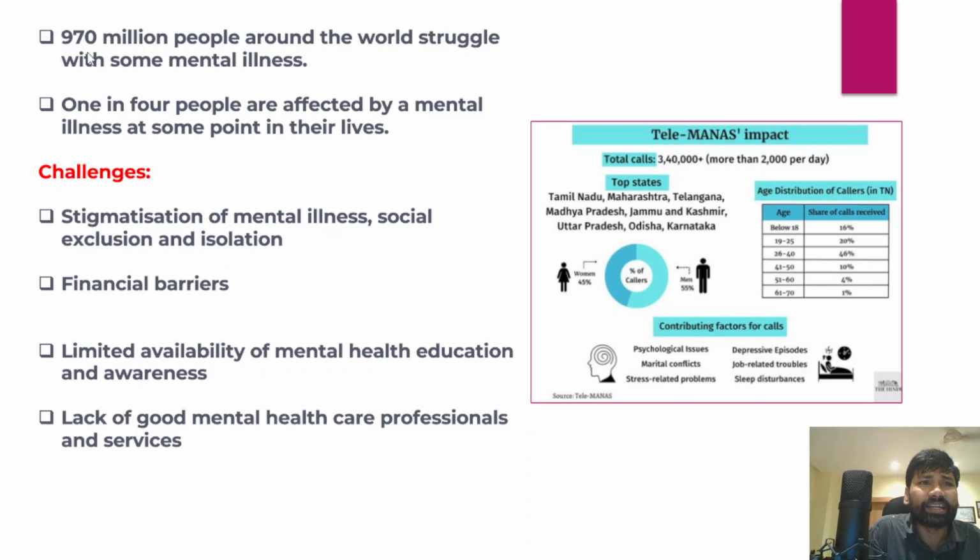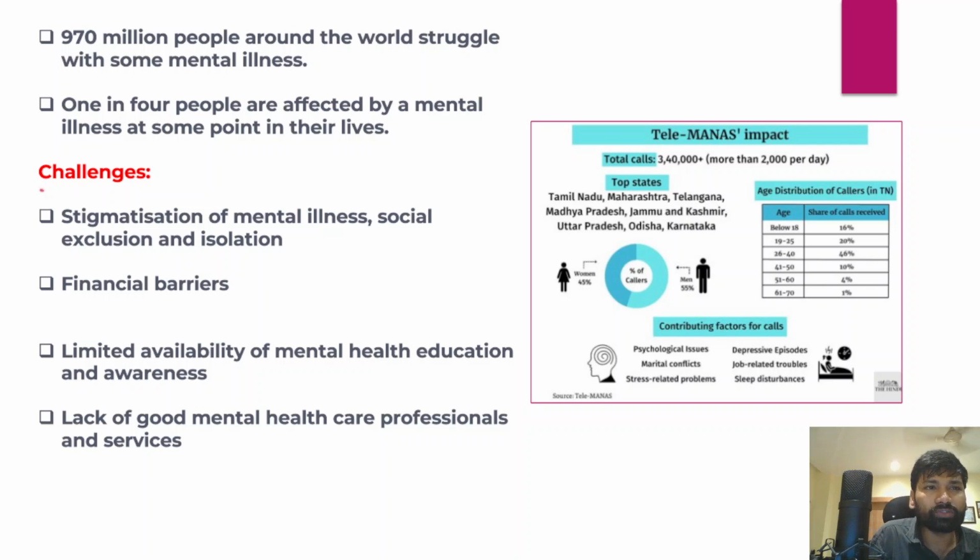And after that, 970 million people around the world have been struggling with mental illness. So not just in India, it is a huge number. So 97 crore people across the world are suffering with mental illness. Apart from that, 1 in 4 people are affected by mental illness at some point in their lives. So all these things point towards a need for intervention to address the mental health issues among the people, and particularly the armed forces.